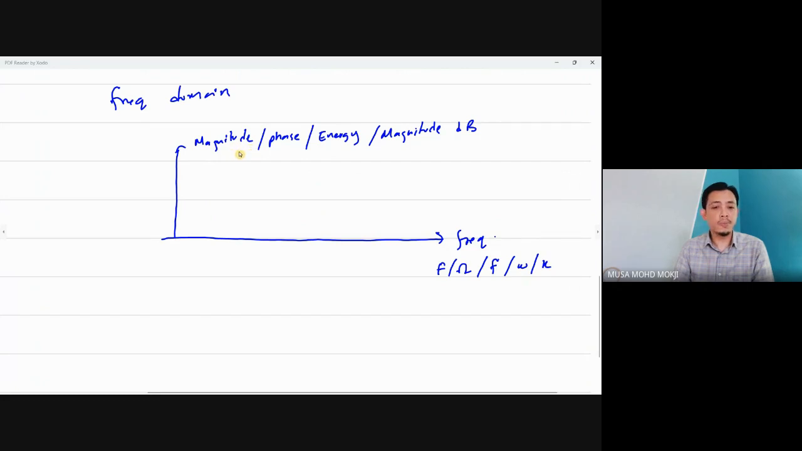Magnitude has its own purpose. Phase has its own information. Energy has its own information. Magnitude in dB has its own purpose. So why do we do that?